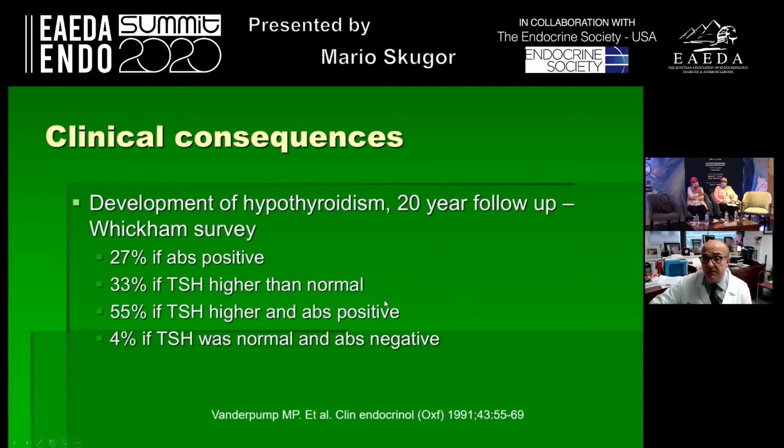Again, in the Wickham survey, in which they followed people for 20 years, they looked at the progression. There was a 27% risk of developing full-blown hypothyroidism if antibodies were positive, and a 33% risk if the TSH was higher than normal at the beginning of the study. After 20 years of follow-up, it was 55% if the TSH was higher than normal and antibodies were positive, but only 4% if the TSH was normal and antibodies were negative. So both high TSH and antibodies were risk factors.